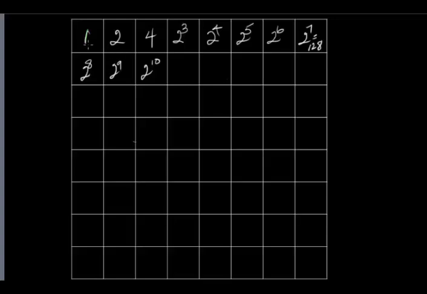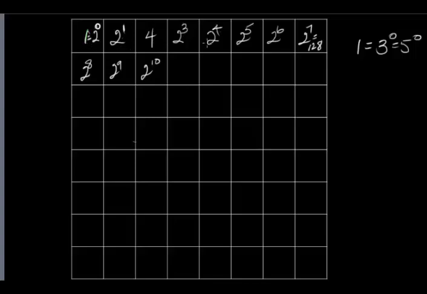Something I didn't tell you is that 1 is by definition called 2 to the 0. 1 is equal to any number to the 0. It's equal to 3 to the 0. It's equal to 5 to the 0. And 2, of course, is 2 to the 1. And 4 is 2 squared, 2 cubed, 2 to the 4th.